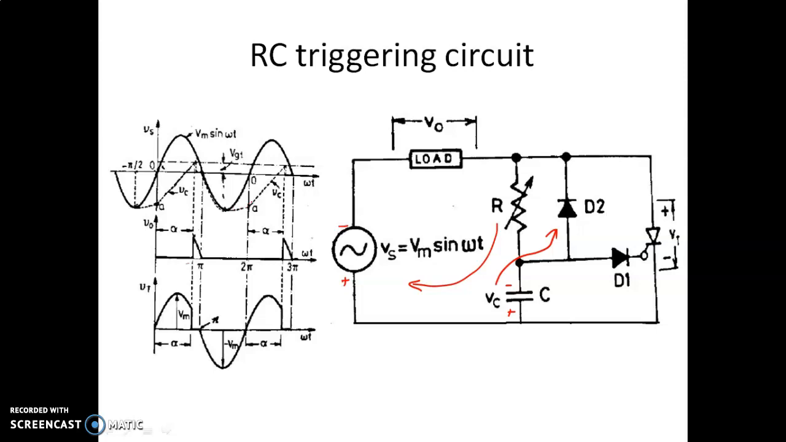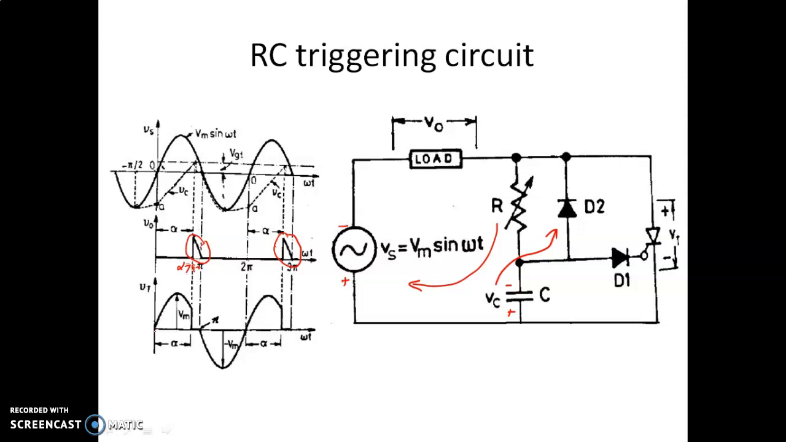It discharges when the input voltage reverses. It discharges to VGT at this instant. At that instant, the thyristor turns on. The output voltage becomes equal to the input voltage. So, this small portion of the input voltage comes across the load as alpha is greater than 90 degree. It is between 90 and 180 degree as shown here.